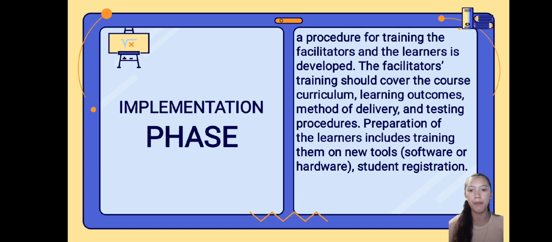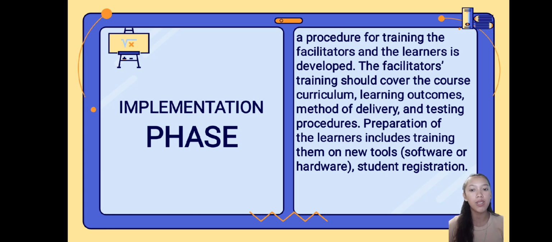In this phase, the learner actually receives the instruction and materials prepared for them throughout the previous three steps of the ADDIE: the analysis, the design, and the development. As such, this is arguably the most important step, because it is where the learning actually occurs. So during the implementation phase, the procedure for training the facilitators and the learners is developed.